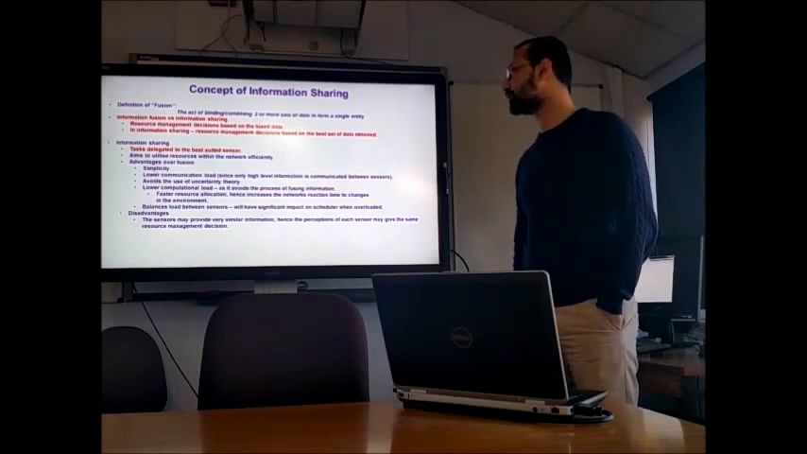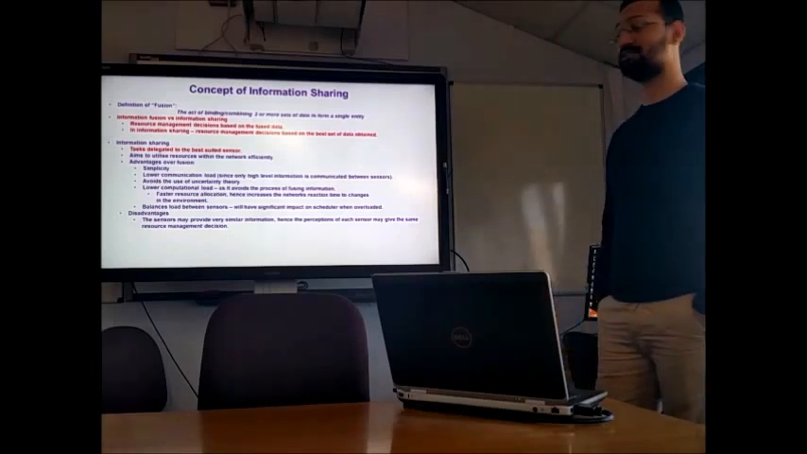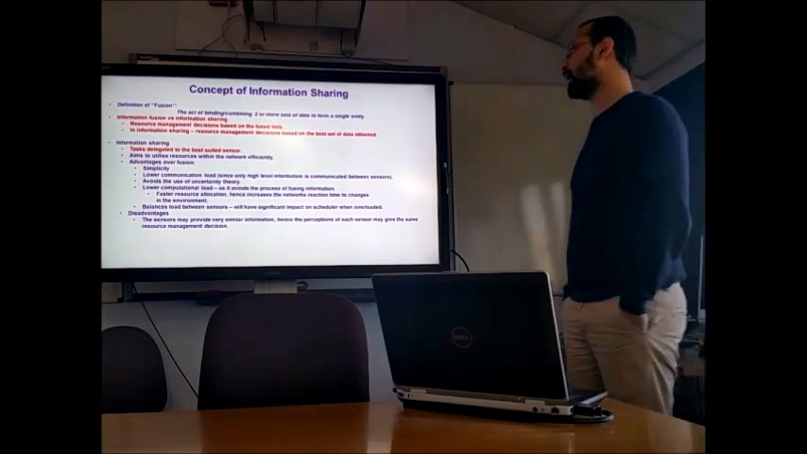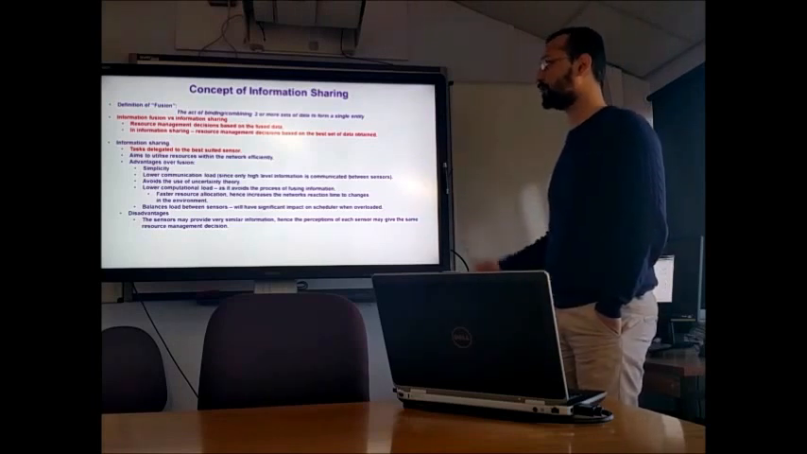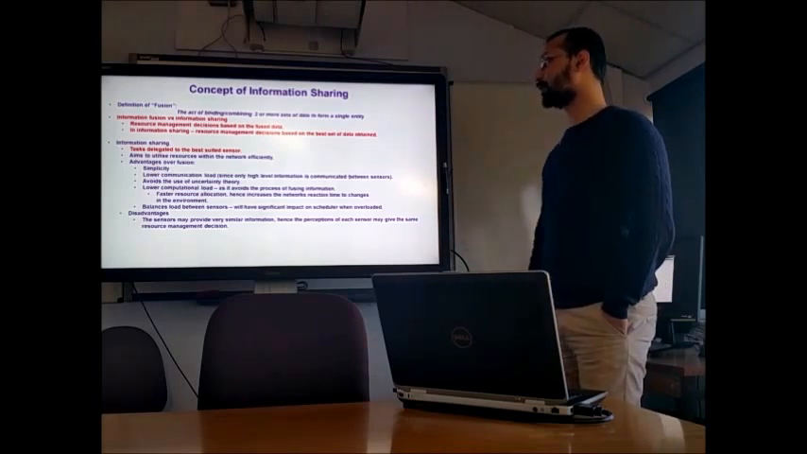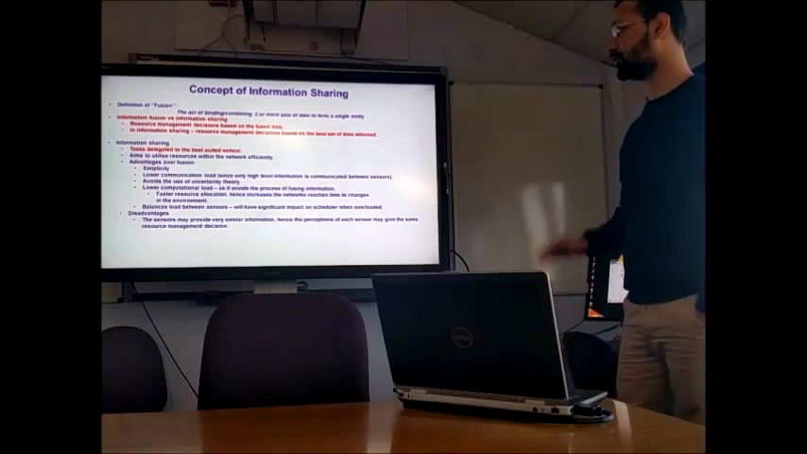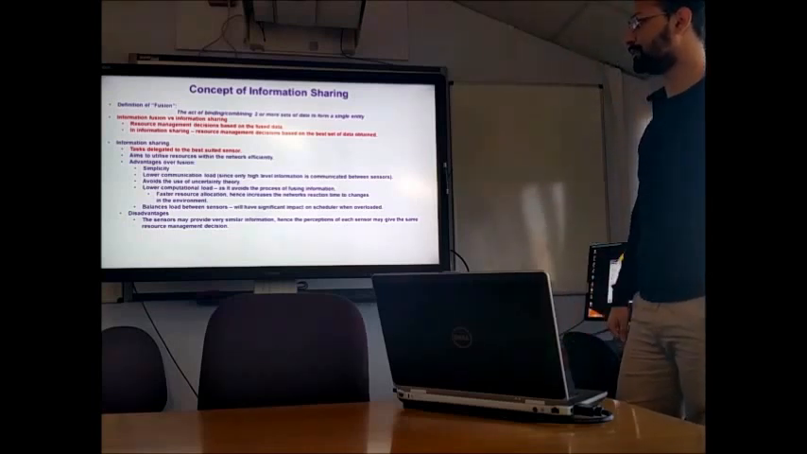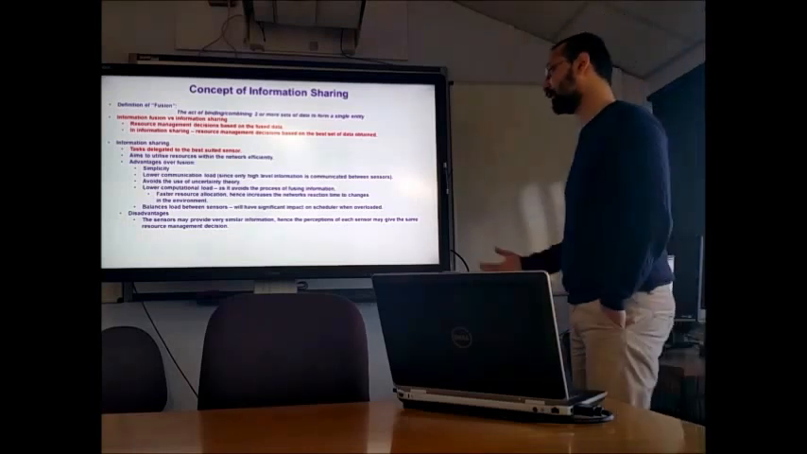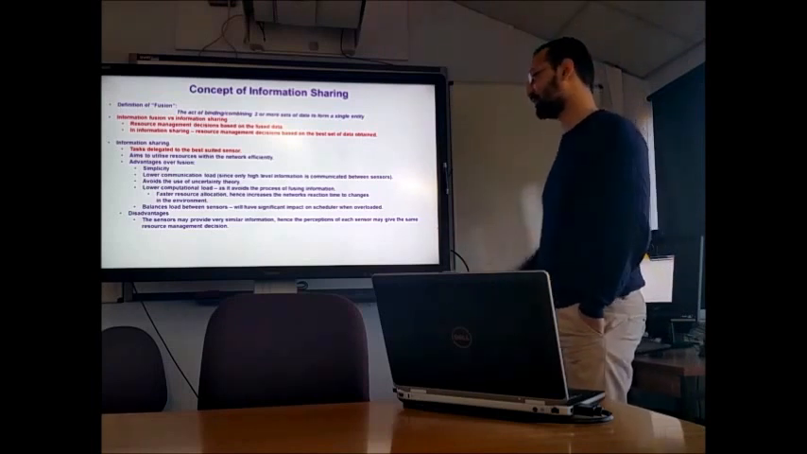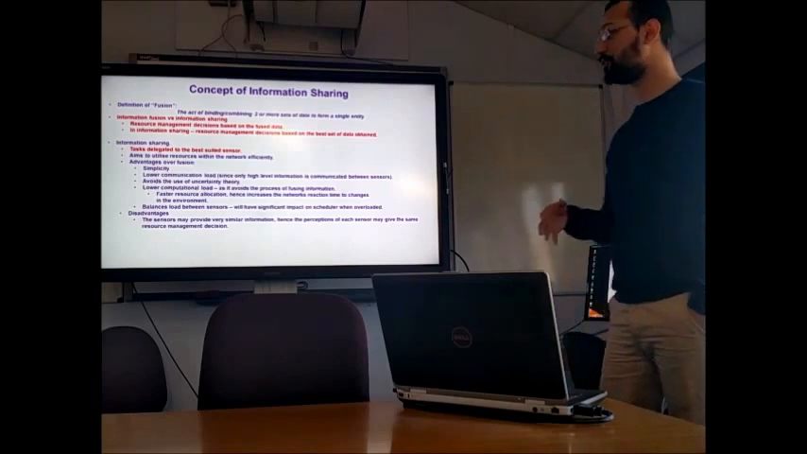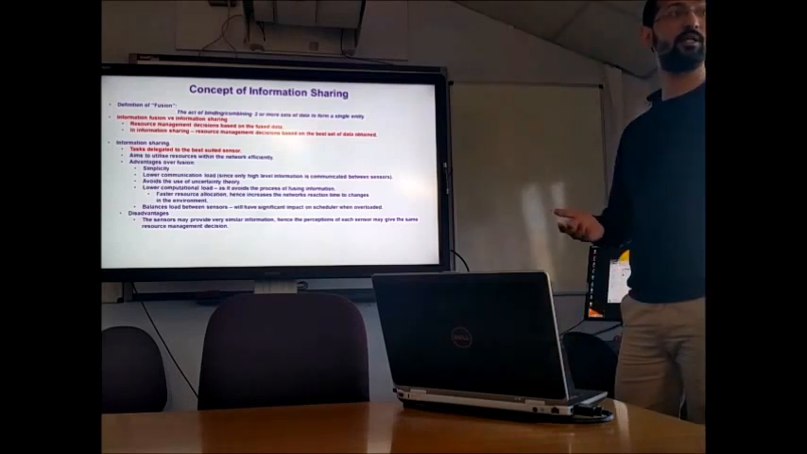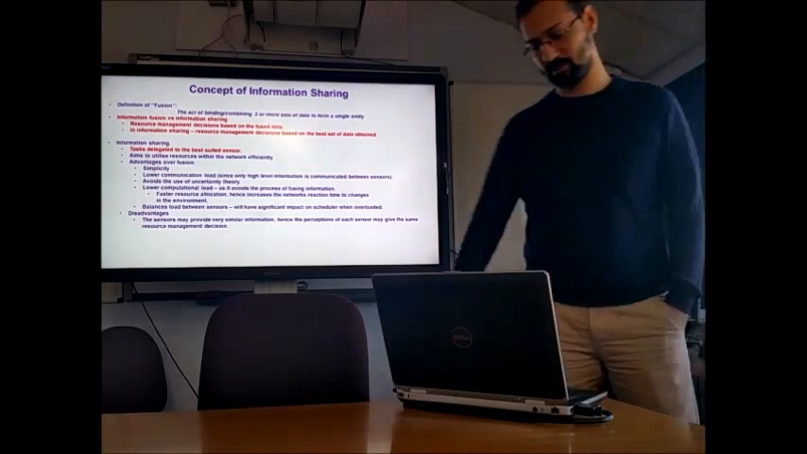It has several advantages over fusion. The main one is simplicity, because we do not need uncertainty theories. We avoid the fusing process itself, and have lower communication load and lower computational load, as well as it tries to balance the load between the sensors. The disadvantage, and it does have one, probably the only one I could think of, is that the sensors may provide very similar information, and hence the perception of each sensor will give us the same resource management decision.